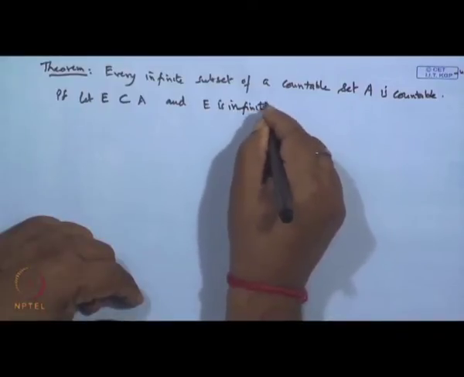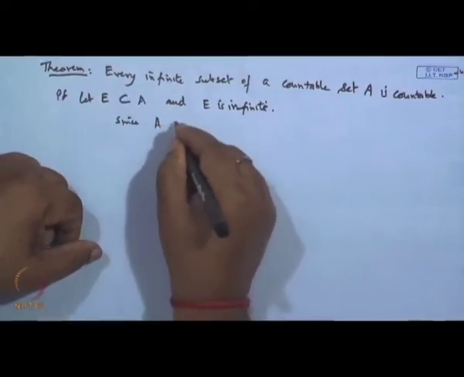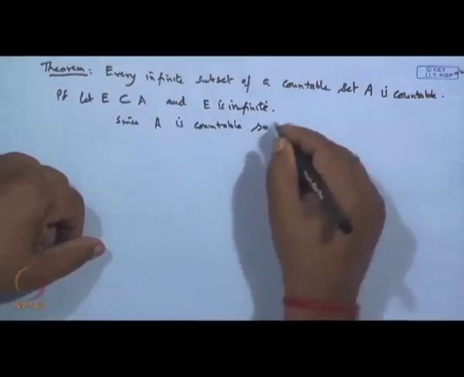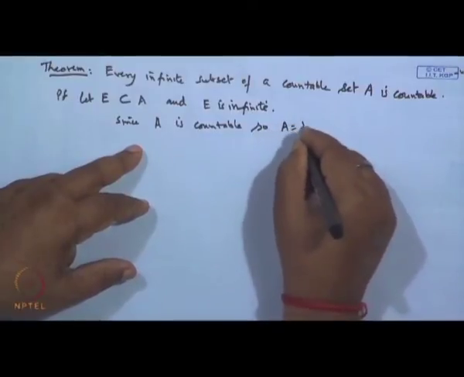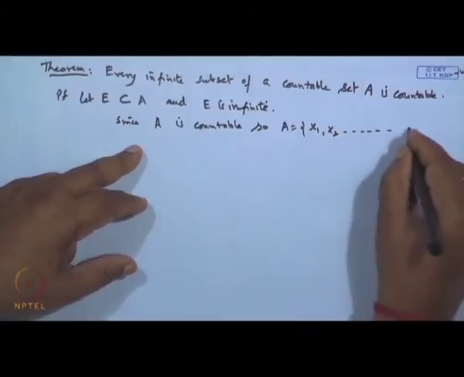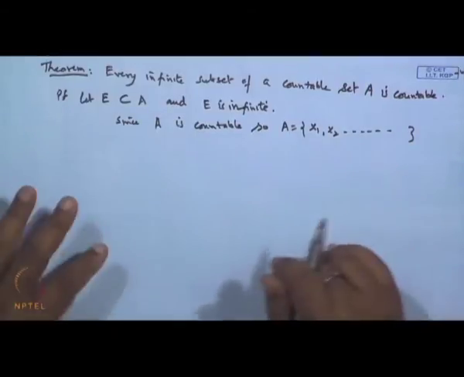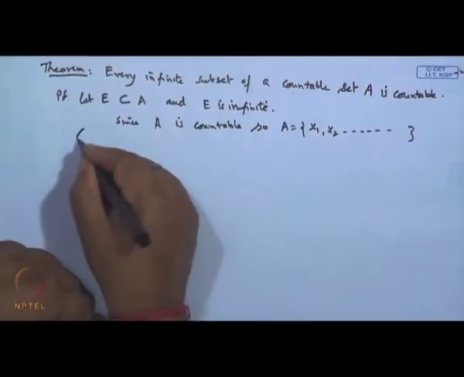E is infinite. Now, since A is countable, we can arrange the elements of A in the form of a sequence. So, A will have the sequence like x1, x2 and so on. All the elements of the set can be arranged in the form of the sequence. Okay. Now, let us construct a sequence.